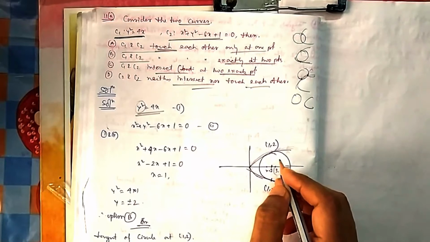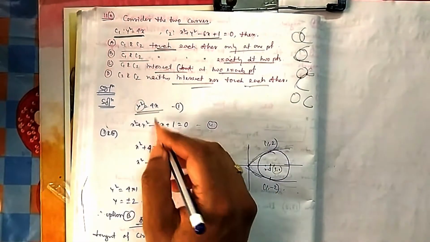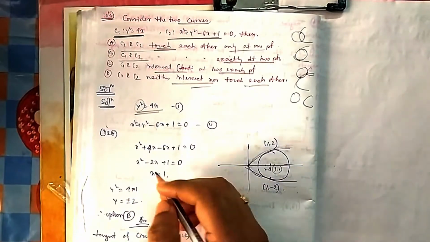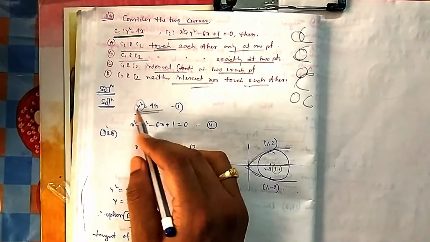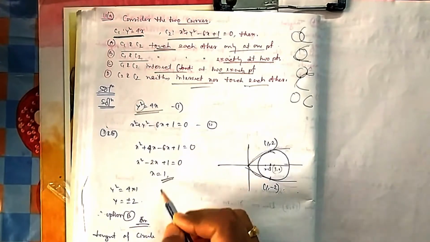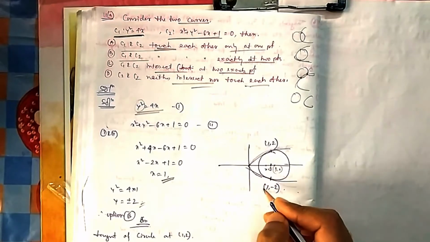Now first you solve these two equations. In order to find the points, you need to solve these equations. So if I solve where they are touching, instead of y square if I put x, I will get x equal to 1. So you get two values: for x equal to 1, y is plus 2, and for x equal to 1, y is minus 2.